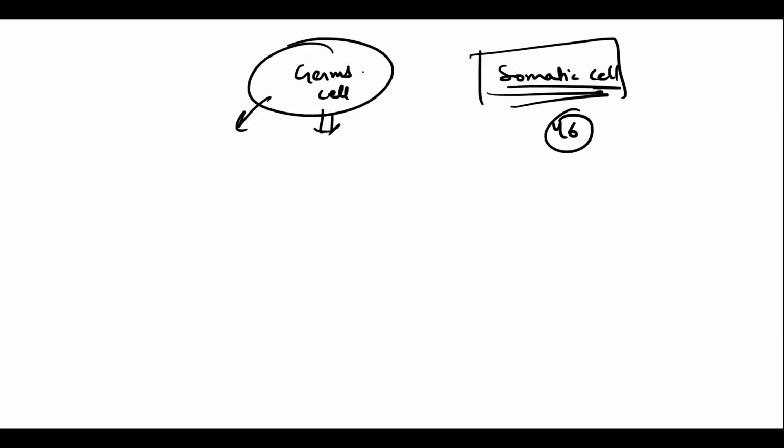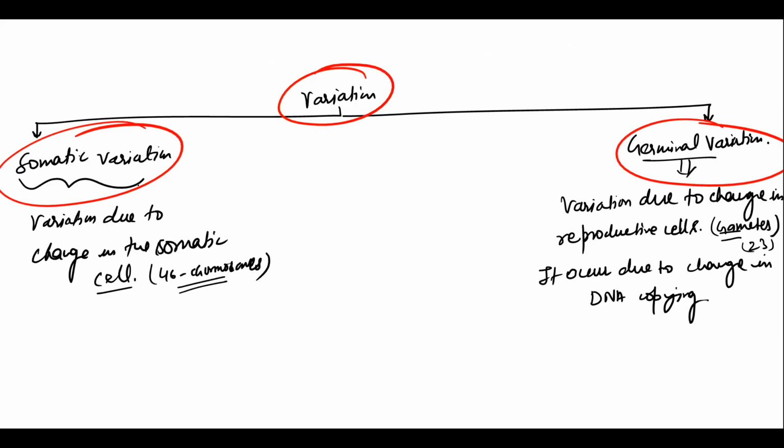Okay, so let's move further. Here we need to understand that somatic variations, so note it down, are due to change in the somatic cells. And the germinal variations are due to change in the reproductive cells, meaning gamete cells. It occurs due to change in DNA copying, because every time the DNA is being copied, we are going to have two or more different types of DNA. So please note it down fast.